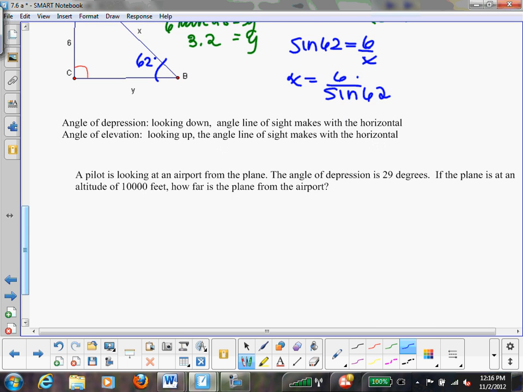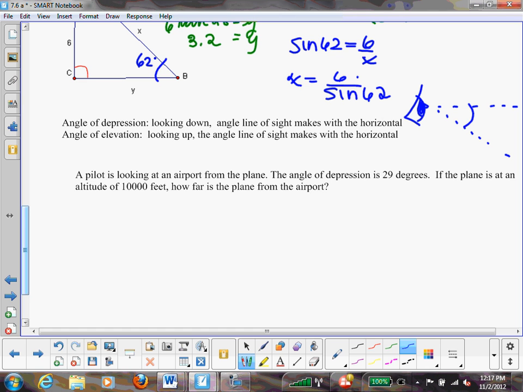Angle of depression. When you are depressed, are you happy or sad? So you're going to look down. Here's your eyeball. And you cannot make fun of my drawing. If you are depressed, there is your angle of depression. It is you looking straight and you looking down. That angle that you create looking down to the horizontal if you were looking straight out. Does that make sense?